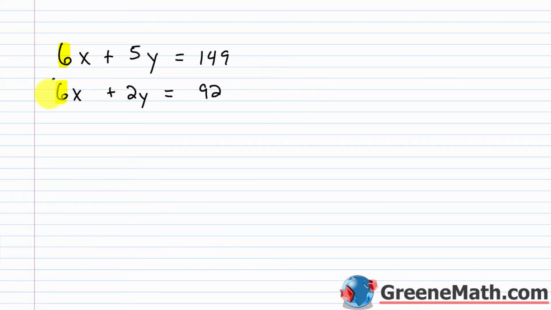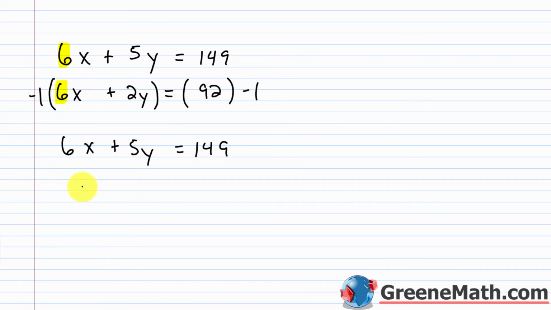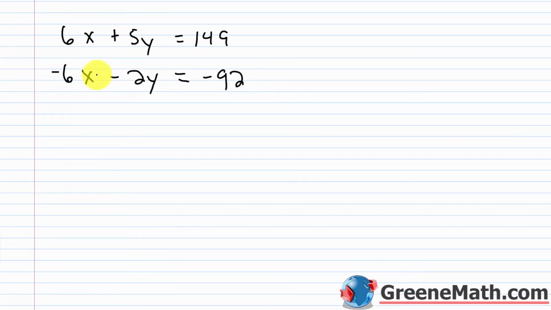So I'm going to multiply this second equation here by -1. And so I would have 6x plus 5y equals 149. Still for my first equation. For my second equation, -1 times 6x is -6x. Then -1 times 2y is -2y. And this equals -1 times 92. That's -92.